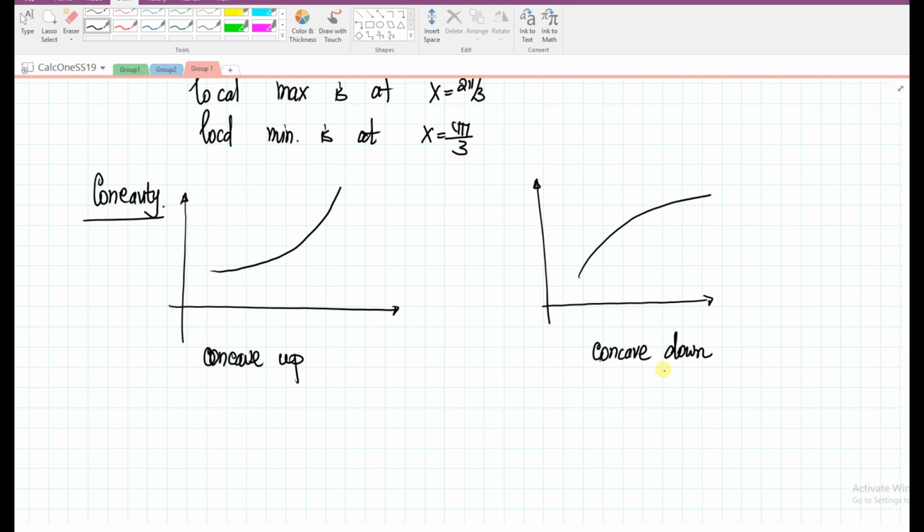Okay? Now, what kind of mathematical definition can we figure out using the tangent lines, for example, for the concavity? When the slope of the tangent line is positive, then this is concave up. But what about the straight line? For the straight line, the tangent line is always constant, right? Okay. So there is another definition, which is not so straightforward.